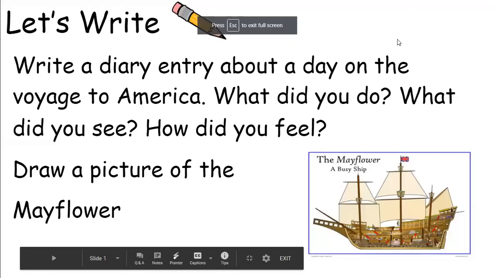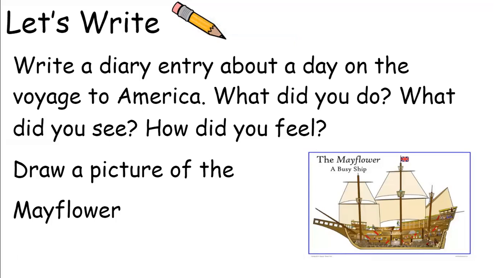For today, boys and girls, you have a little writing activity to do for social studies. Thinking about the Mayflower and those pilgrims that made the voyage, you are going to write a diary entry about a day on the voyage to America. So imagine that you are a passenger on the Mayflower making the trip to America, and you are writing from that point of view. Think about, what did you do? What do you think you saw? How did you feel? After you are finished with your diary entry, I would like you to then draw a picture of the Mayflower. We look forward to hearing about your adventure when you return to school.